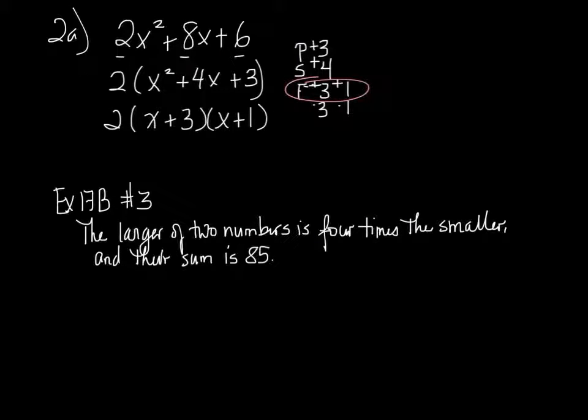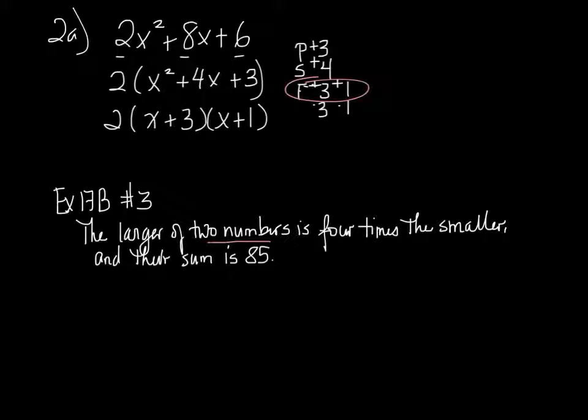Here's the next question you asked for. It's exercise 17B, number 3. It says the larger of two numbers. Your first hint is it says two numbers, so we're going to have two variables. And we like to use x and y, as you know, right? So we're going to assign these numbers x and y.